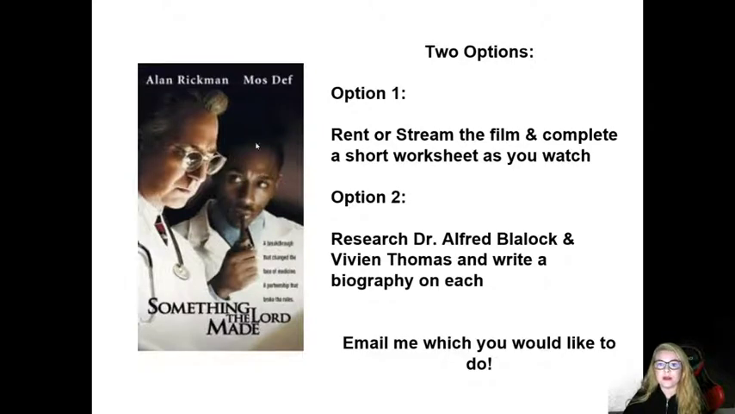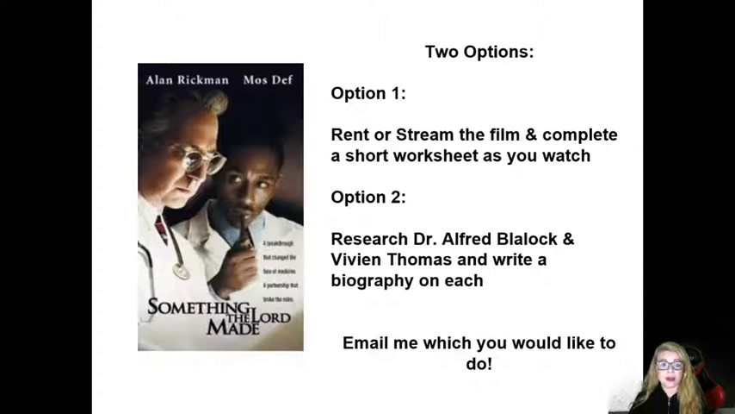So it is a true story about these 2 people here, Dr. Alfred Blalock and Vivian Thomas. And they are famous for a particular surgery that they pioneered many decades ago. But the story outlines some racial issues that were present at the time this took place. And so it's a very interesting and very important story. And I don't think many people know that these 2 doctors exist. And so I think it's a great film for us to watch. So on that, we have 2 options.